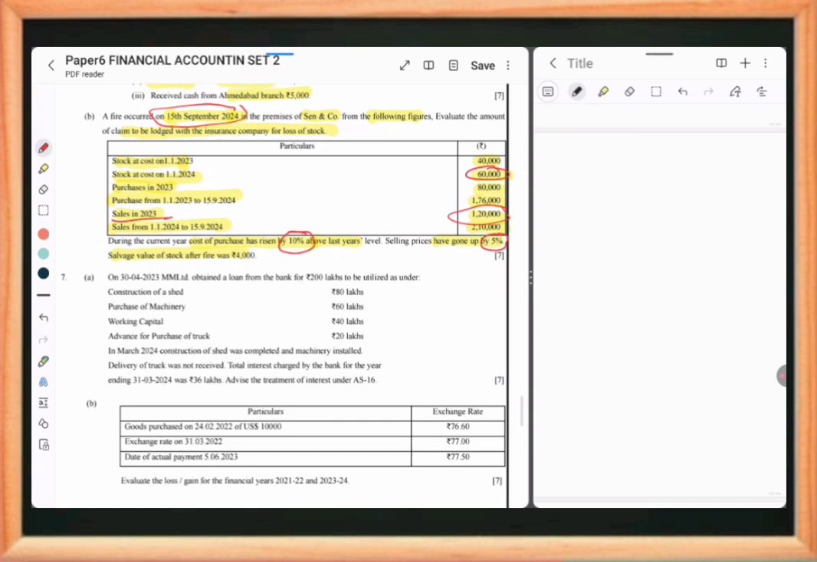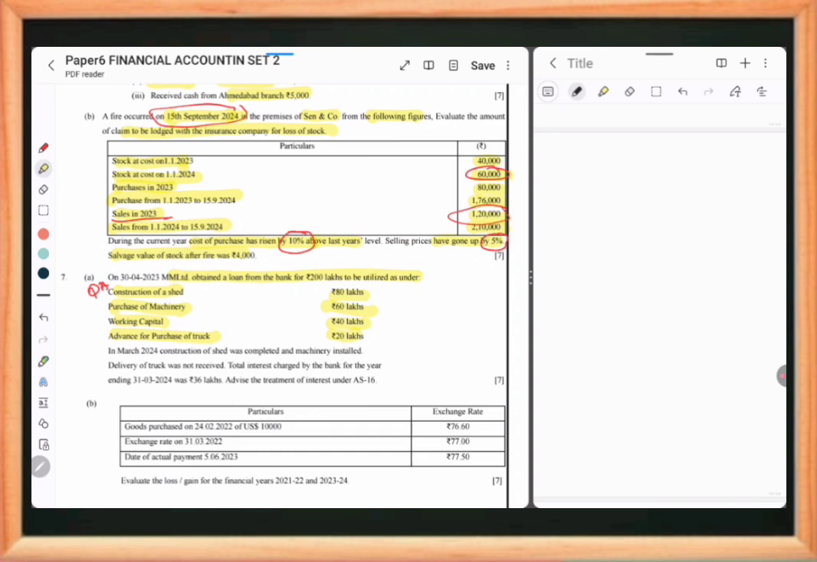Question number 34, 2023. Limited obtained a loan from the bank, 200 lakhs, to be utilized for construction of an asset. Normally the construction of an asset is a qualifying asset. If it is a qualifying asset, the interest on the loan should be capitalized. And here the purchase of machinery, working capital, advance for purchases, all these things are actually not qualifying assets. So interest on these loans should be revenue nature. It should be entered in the profit and loss account.